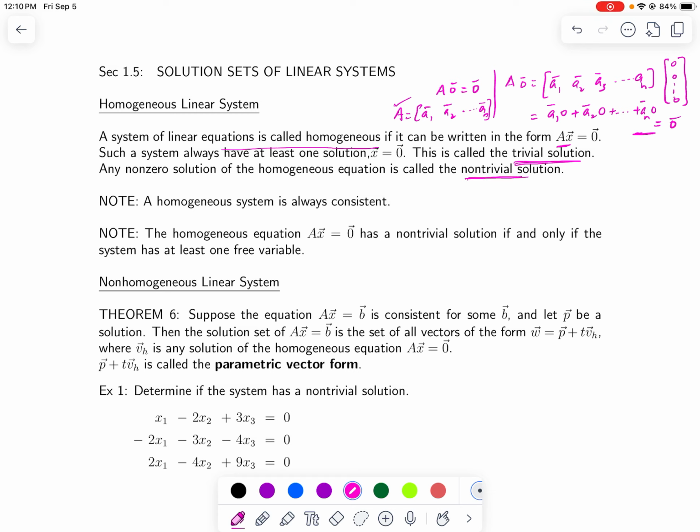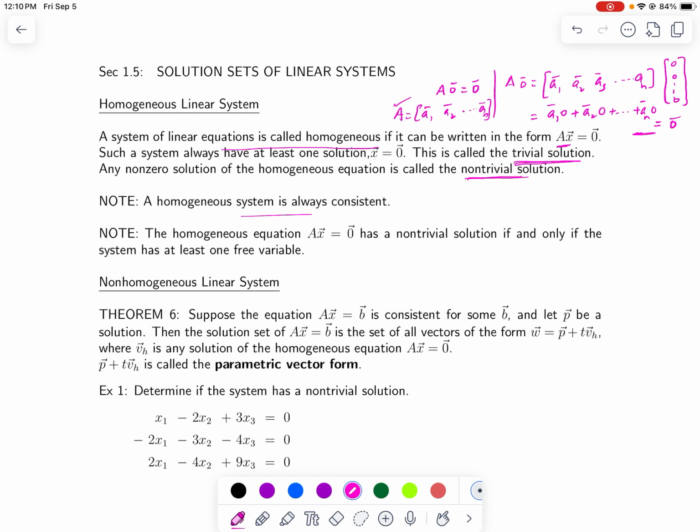So it is possible that we have more than one type of solution. For a homogeneous system, we may have a solution which is non-zero, so not all of the entries in the vector are 0. So a homogeneous system is always consistent. You have to remember this.